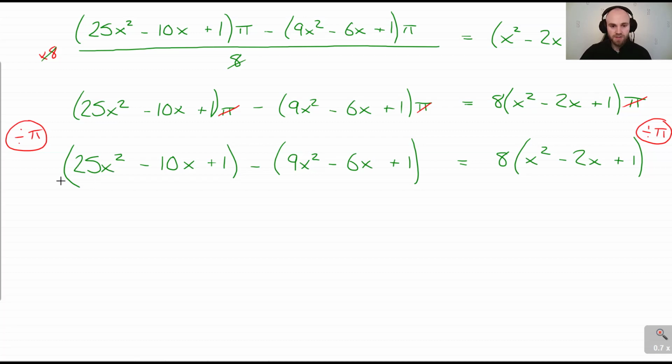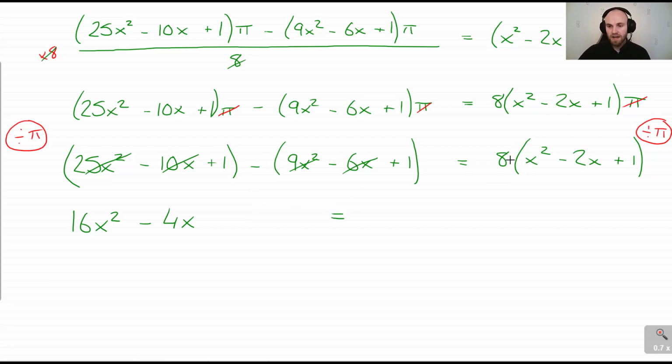Okay, so now I think it's just a question of simplifying this. So I'm going to get the x squareds first of all. So we have 25x squared minus 9x squared. Well, that is going to give us 16x squared. Then with the x values, we have minus 10x minus 6x. So that is going to be minus 10x plus 6x. So it's going to give us minus 4x. Let's just cancel these out as we're going. And then we have plus 1 minus plus 1, and that is going to be 0. So we can put equals.